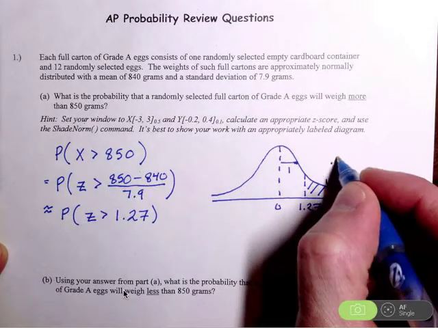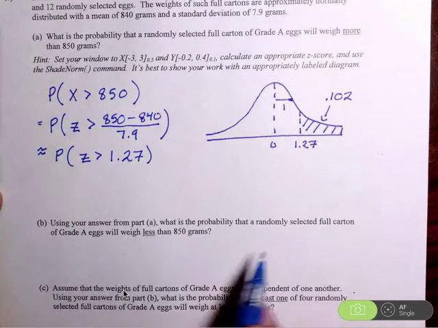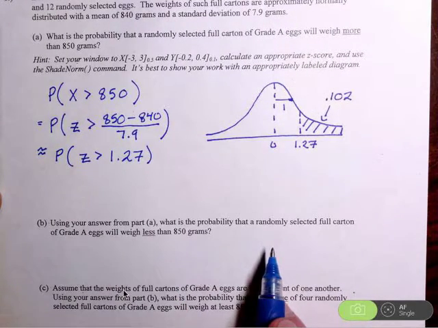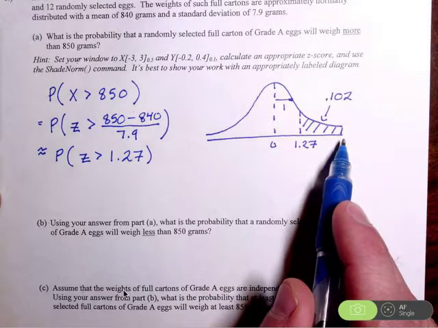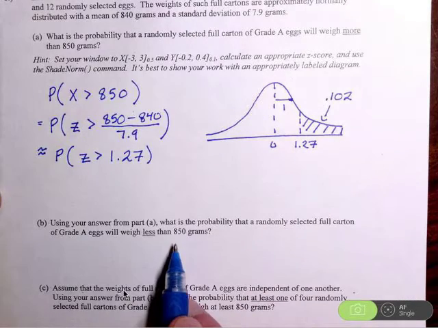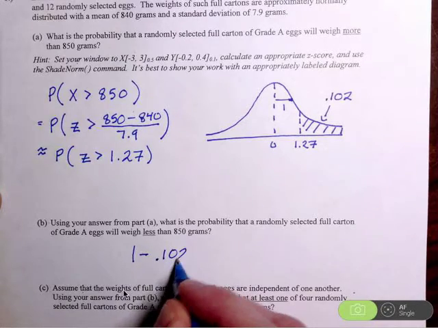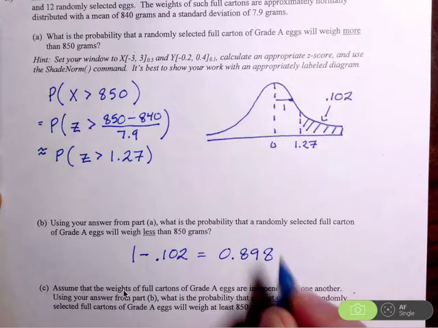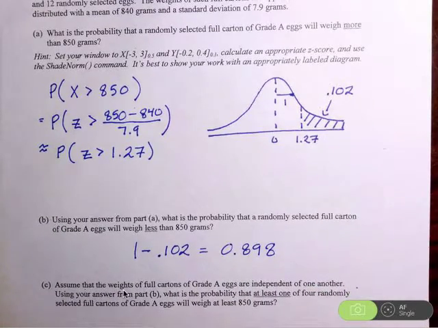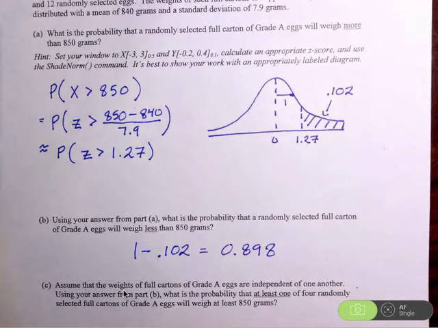And then the rest of the question is just a matter of using that probability. Using this answer, what is the probability that a randomly selected full carton of grade A eggs will weigh less than 850 grams? Well, this is the probability of more than 850 grams. So to get less than 850 grams, we just need to take 1 minus the 0.102, and that will give us 0.898. And there's the end of that question. That's just the complement: the complement of more than 850 grams is less than 850 grams.